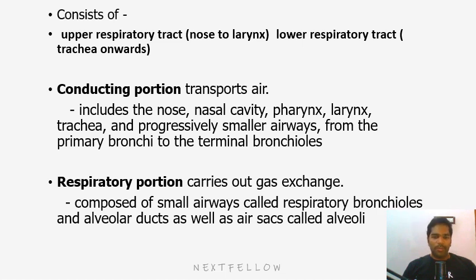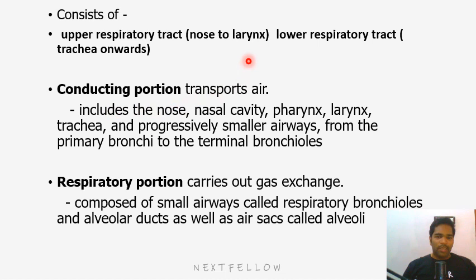So what do you mean by upper respiratory tract? It's very simple. We already saw that the opening of the larynx is called glottis. The part above the glottis is called the upper airway. The part below the glottis is called the lower airway. So from the nose to the laryngeal opening, it is called the upper airway. From the laryngeal opening to the terminal respiratory bronchiole, it is called the lower airway.